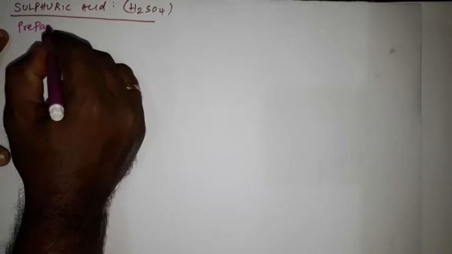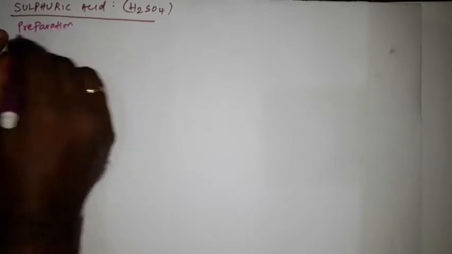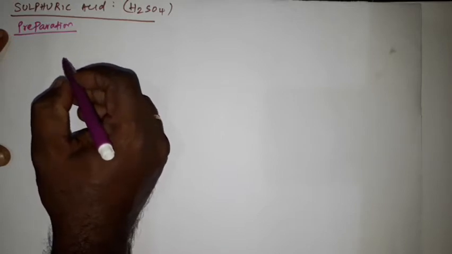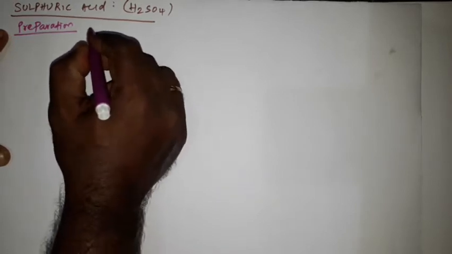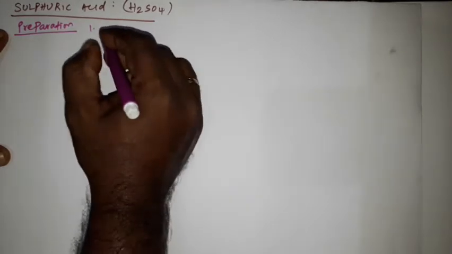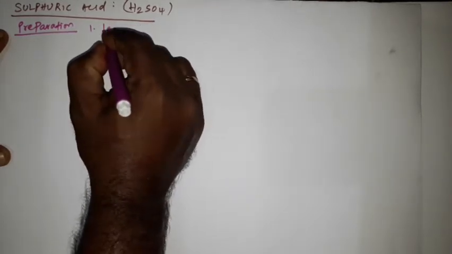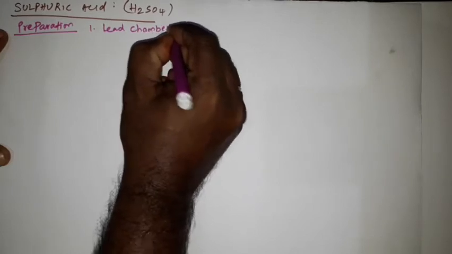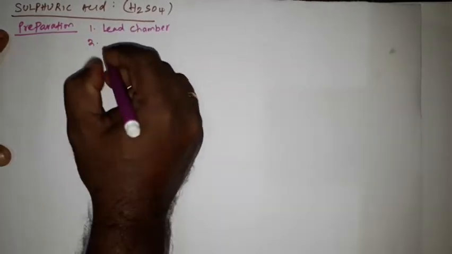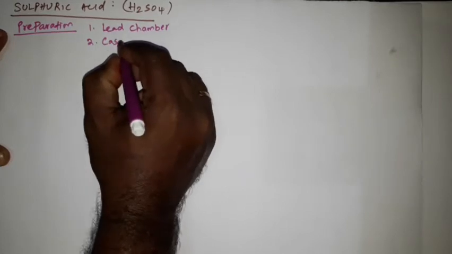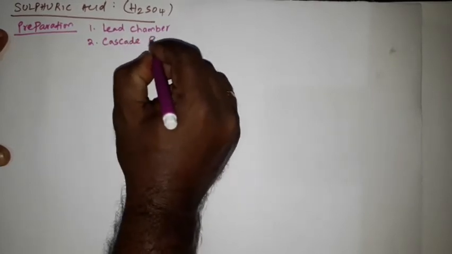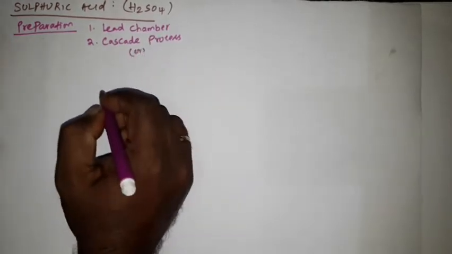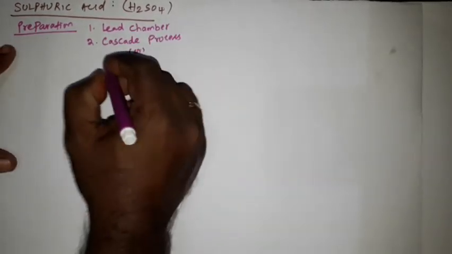Preparation of sulfuric acid. So in preparation of sulfuric acid, there are two methods. One is lead chamber method, and number two is cascade process, or we can say this is contact process.